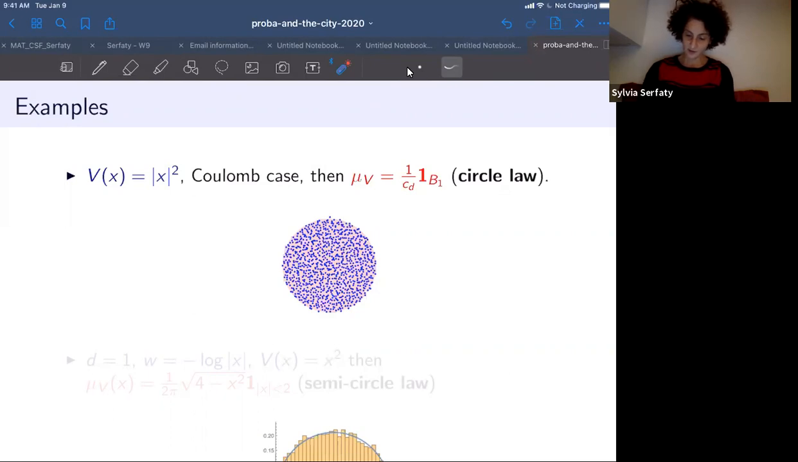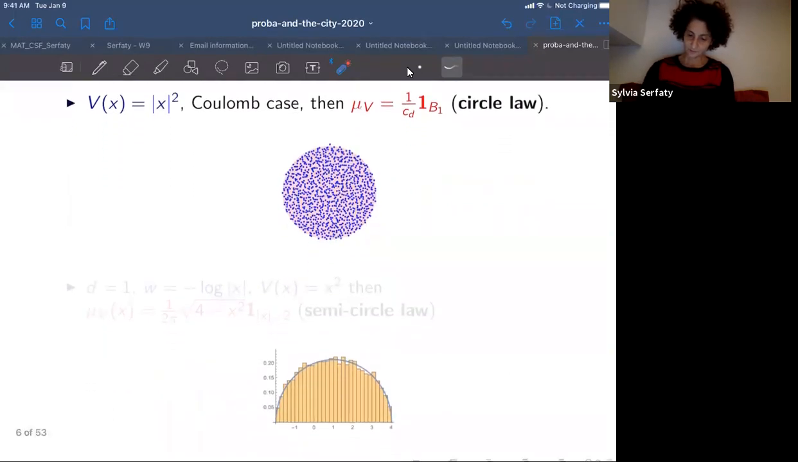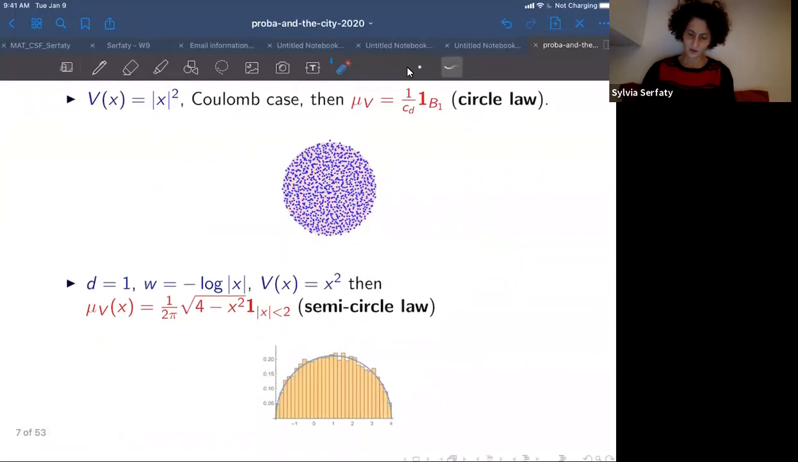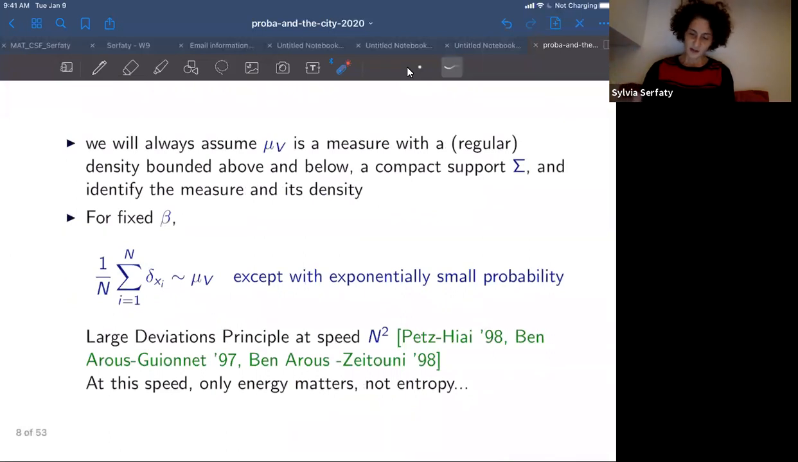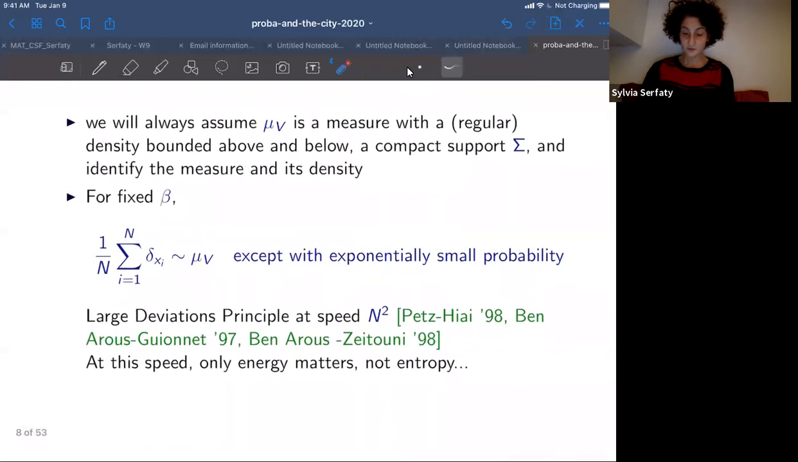That's the typical case. And in the one-dimensional log case, the famous example is the case where V is quadratic. Then the equilibrium measure is the semicircle law, and that's the well-known density of eigenvalues for GOE ensembles, etc. Okay, so this is the type of examples we have in mind. We will always assume the equilibrium measure is nice enough. And I tend to confuse the notation, using the same notation for the measure and its density. I hope you forgive me for that.